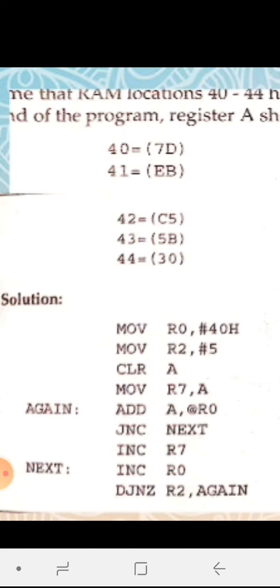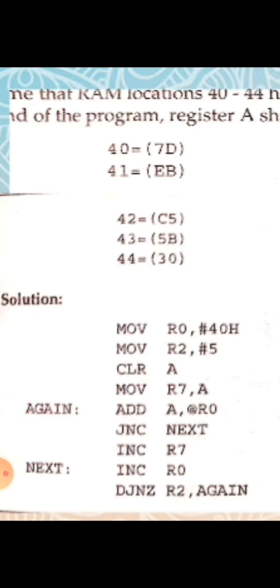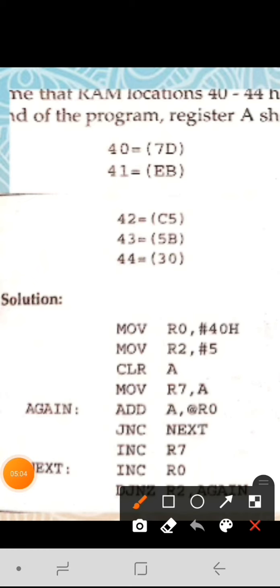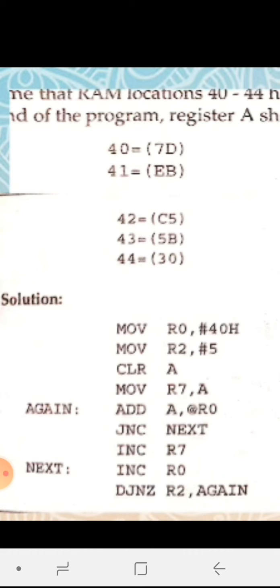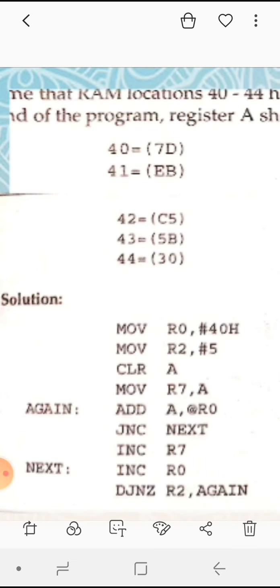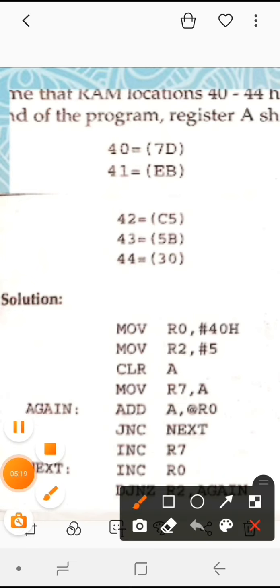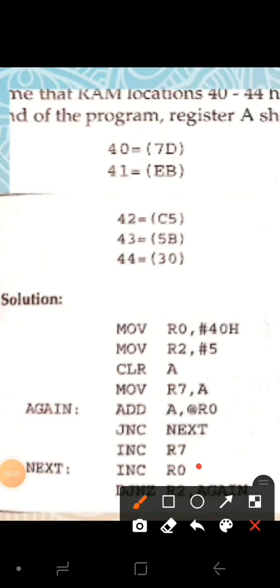Once this increment R0 is done, you will go to this one, DJNZ R2, AGAIN, where we decrement and jump if not zero, R2 AGAIN. You will go there again, fetch the next data, add it with A and store back the result in A. Check for carry. If there is a carry, increment R7. If there is no carry, move on with the next set of instructions, which says increment R0.